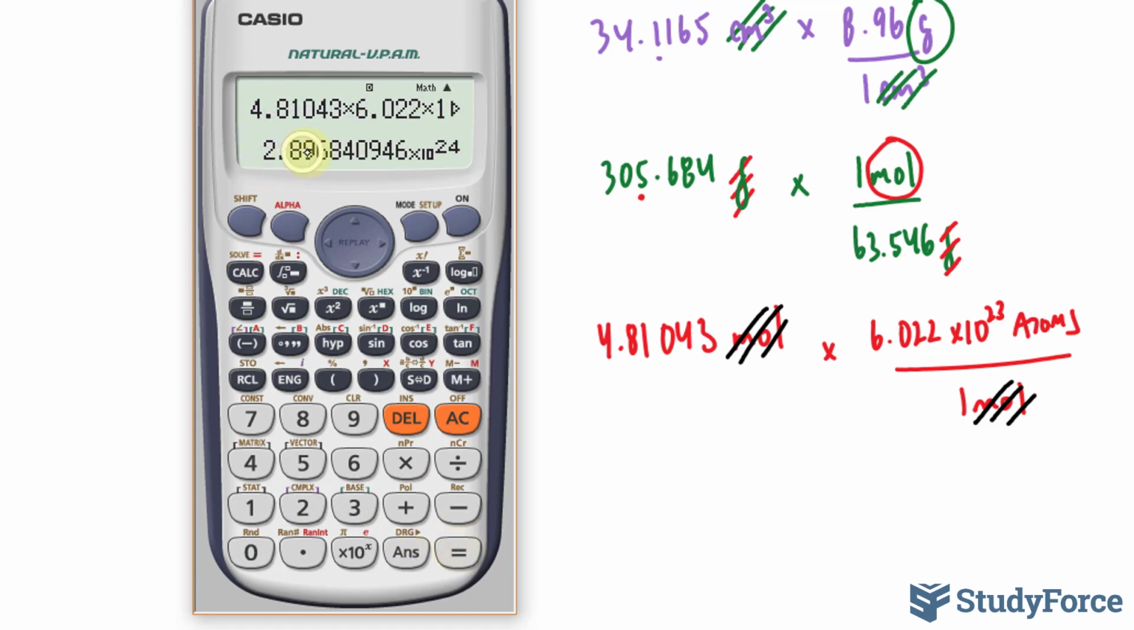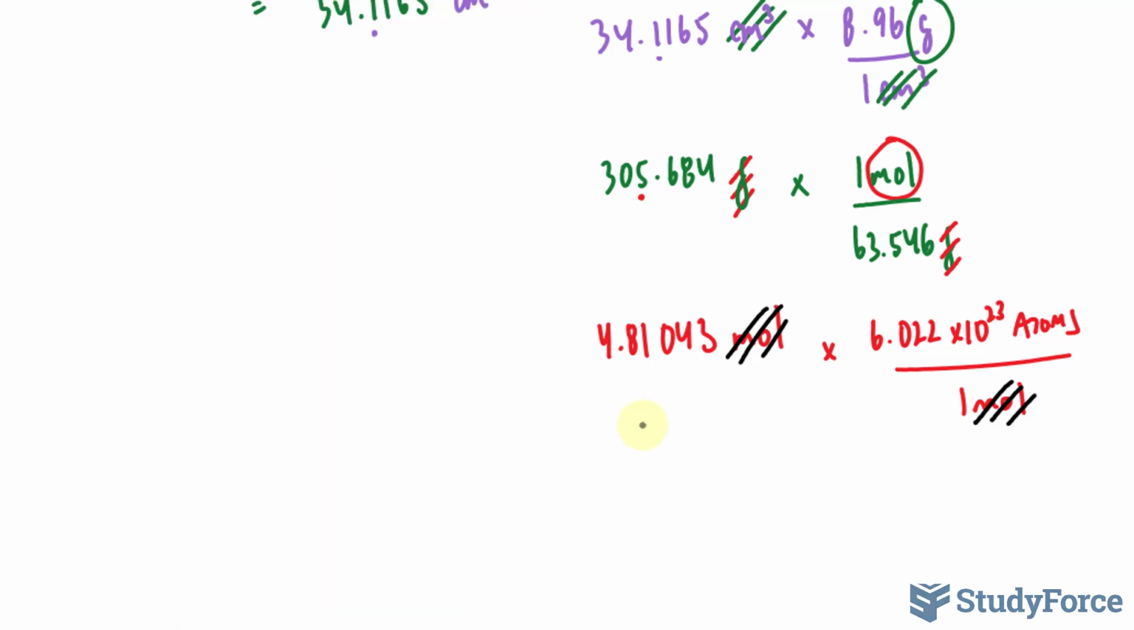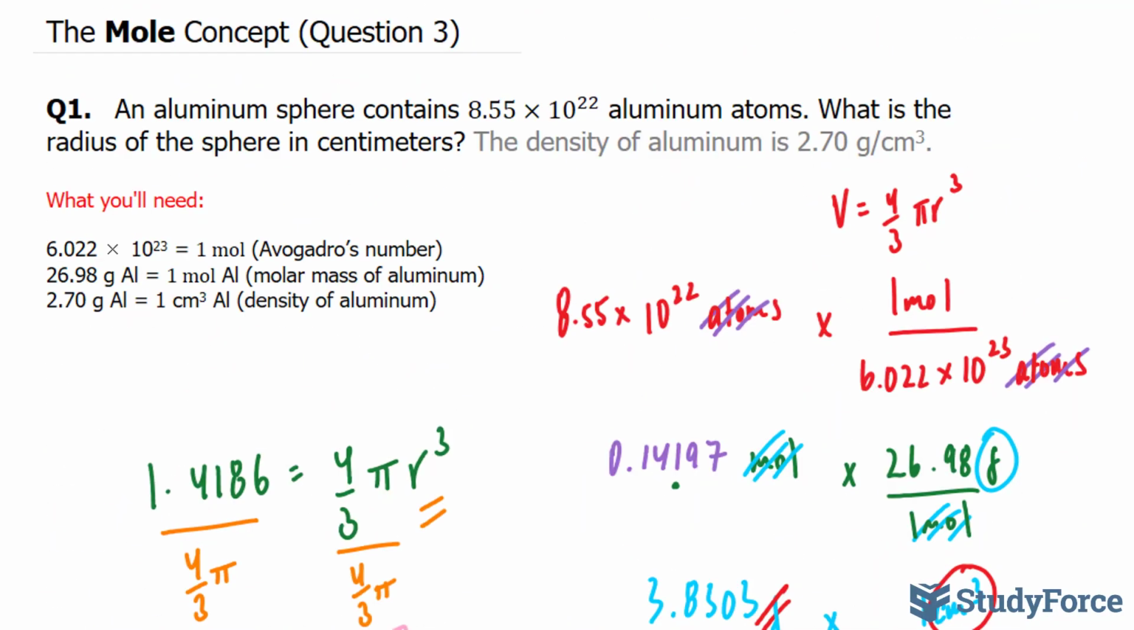I get 2.89. Everything after this 9 is insignificant, although this 6 is greater than 5. So this 9 will round up. We get 2.90 times 10 to the power of 24 atoms. And there you have it. Our last example based on the mole concept.